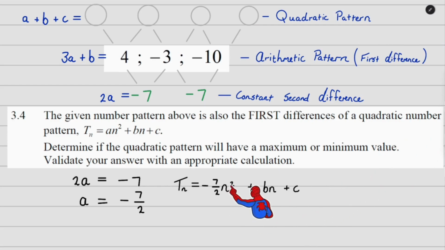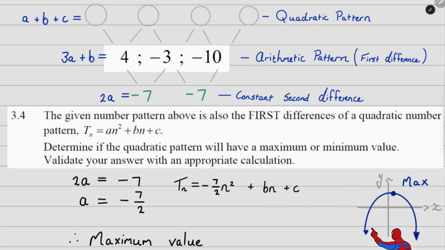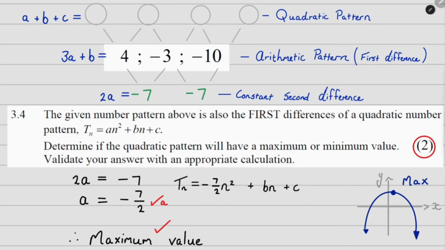And if the number in front of n squared is negative, you're going to get a sad face parabola. And sad face parabolas have a maximum, so we know that this pattern has a maximum value. And that was a bit of a nasty question. Your 2 marks will come from the correct a value and the word maximum.